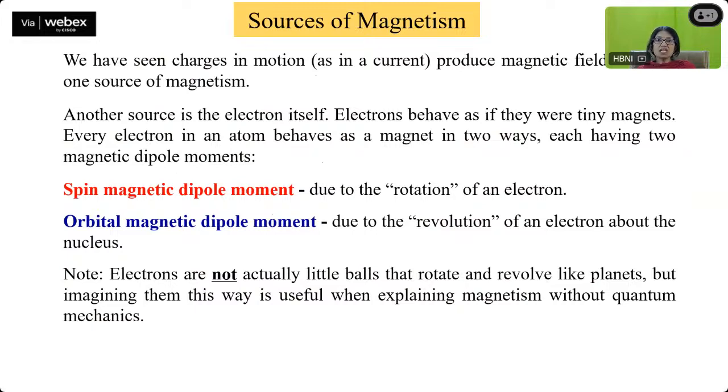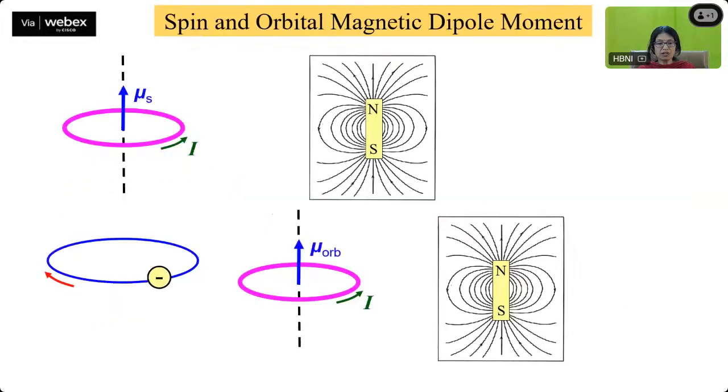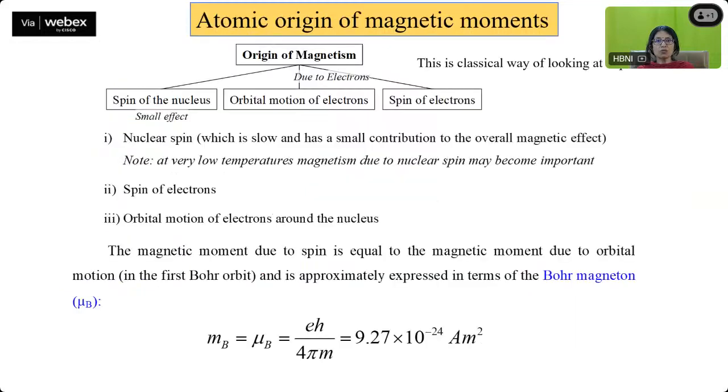Charges in motion, as in current, produce a magnetic field. So this is one source of magnetism. Another source is the electron itself. Electrons behave as if they were tiny magnets. Every electron in an atom behaves as a magnet in two ways, each having a magnetic dipole moment. You can have a spin magnetic dipole moment, or you can have an orbital magnetic dipole moment. Very crudely, one is due to the rotation of an electron, whereas the other is the revolution of the electron, but that is not exactly the case. One is because of the spin of the electron, the other is because of its orbital motion. The spin and orbital magnetic dipole moments look somewhat like this.